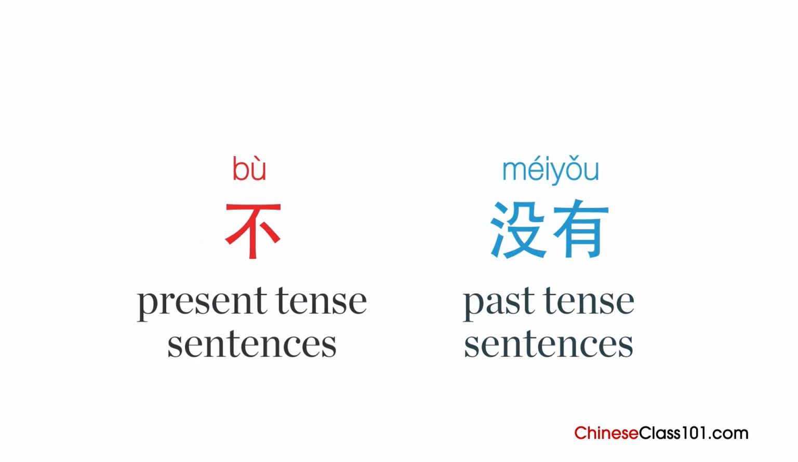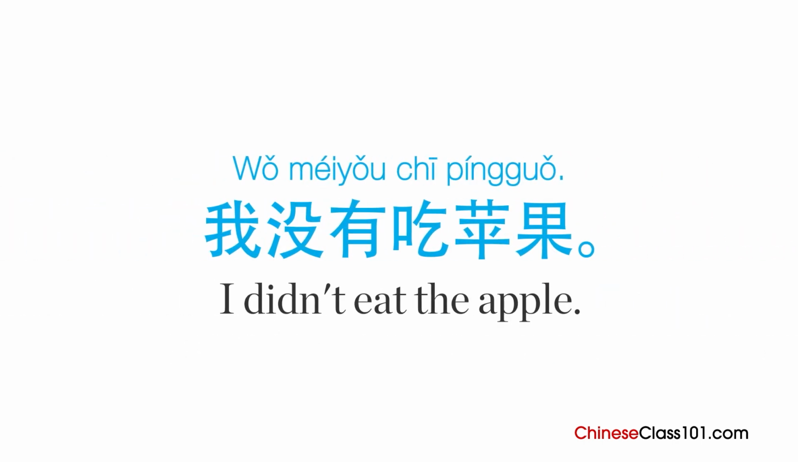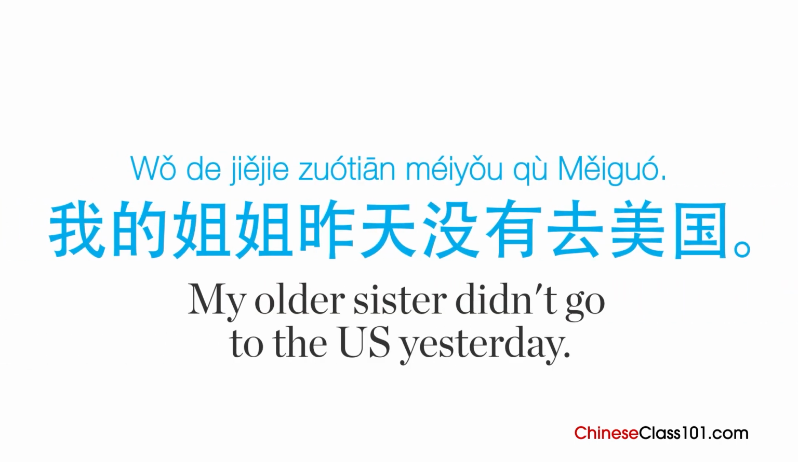We use 没有 in past tense, meaning didn't or haven't done something. 我没有吃苹果。I didn't eat the apple. 我的姐姐昨天没有去美国。My older sister didn't go to the US yesterday.